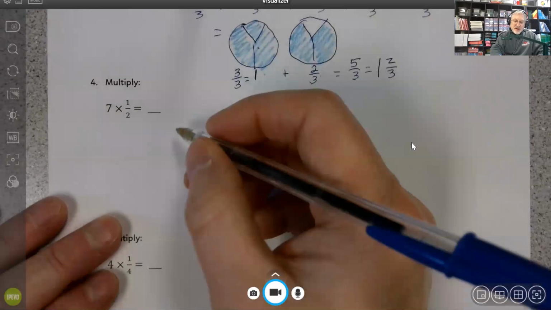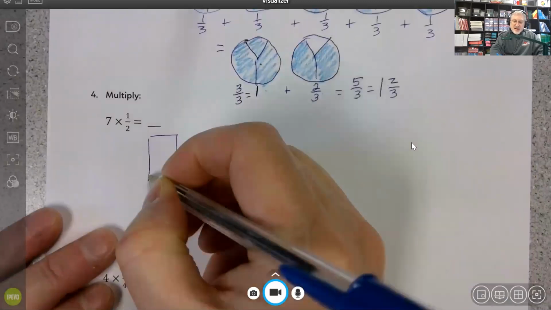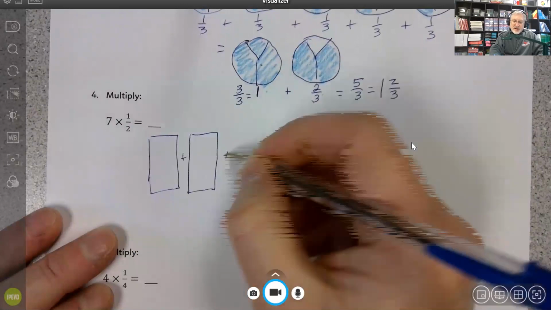All right, so I'm going to use rectangles. And I'm going to create 7 rectangles.